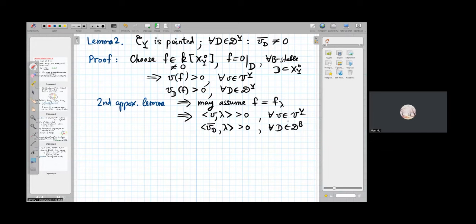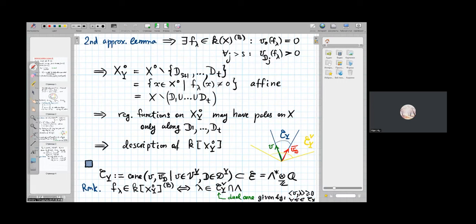In other words, we get a linear function given by this eigenweight lambda taking positive values on all generators of this cone.